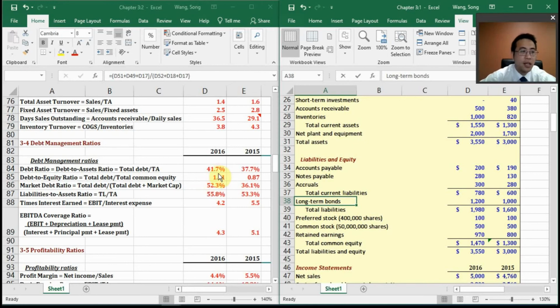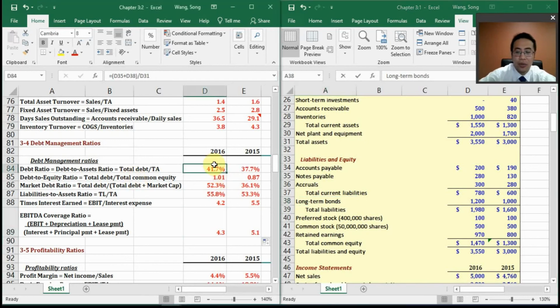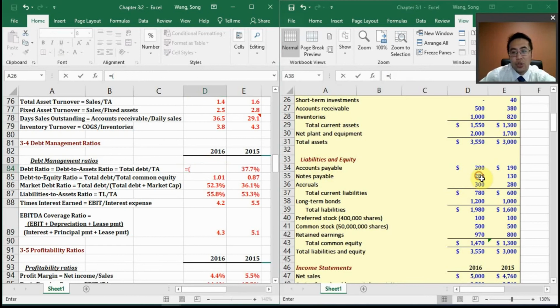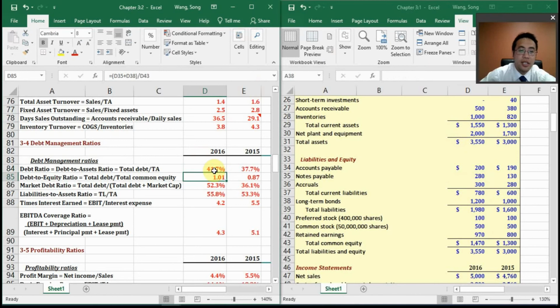With that being said, let's work on the first ratio, the total debt ratio, which is total debt divided by the total assets. The total debt, as I said, includes two components: one is short-term notes and another is long-term bonds. So make sure I select them in the right row and then divide by the total assets. Nice and easy. See, the number is completely the same as the given one, but I have a built-in formula behind it. The next one is the debt to equity ratio.